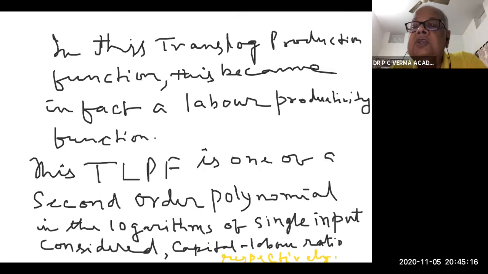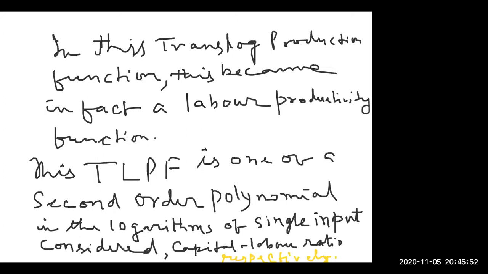So it is different from Kemanta. In Kemanta, there were two inputs, labor and capital, separately. But in Griliches and Ringstad, it has taken K by L as a single input. So this is the difference between Kemanta and Griliches and Ringstad.